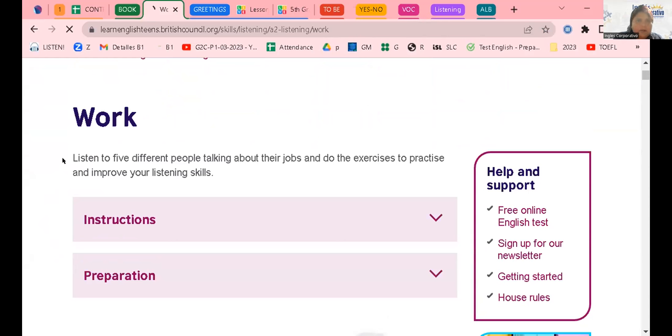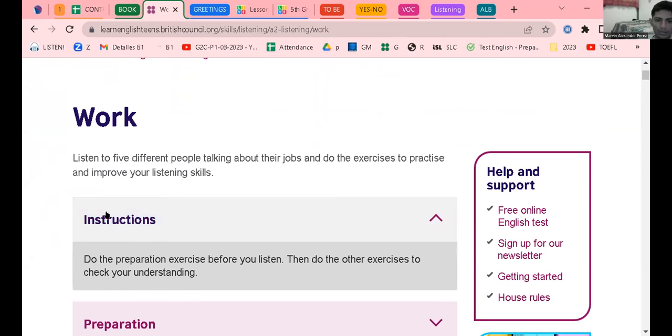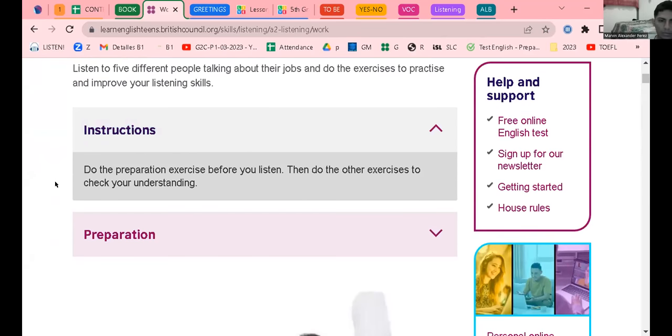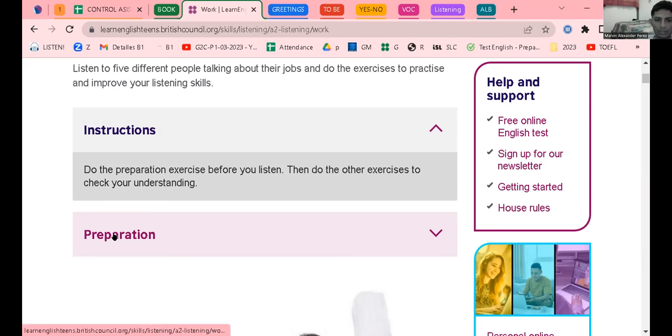Okay. Let's see. Marvin, can you read the instruction, please? Work. Listen. Listen to 5 different people talking about their jobs and do the exercise to practice and improve your listening skill. Okay. Instructions. Do your preparation exercise before you listen, then do your other exercise to check your understanding.